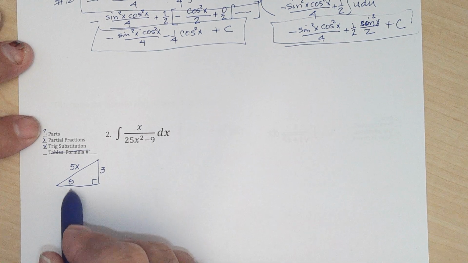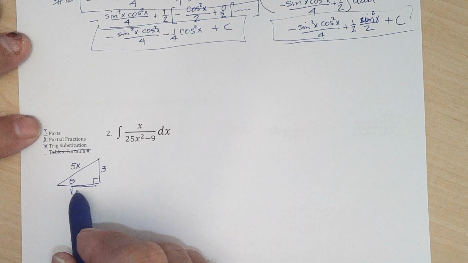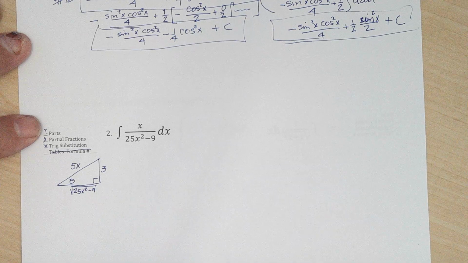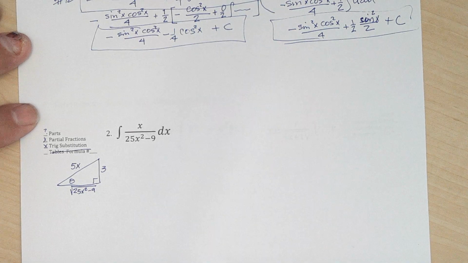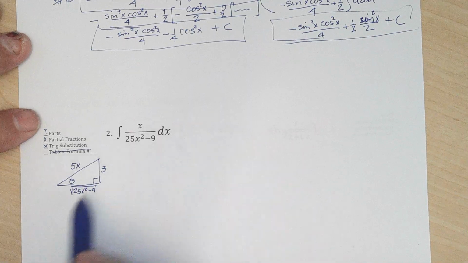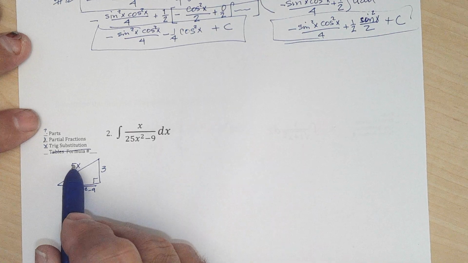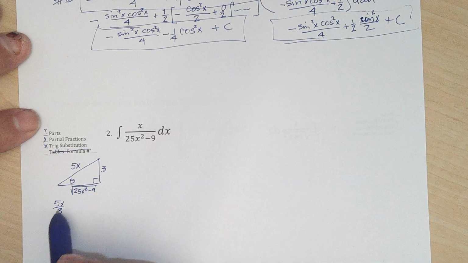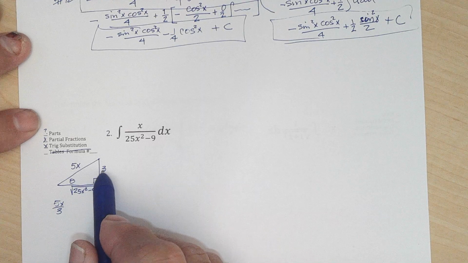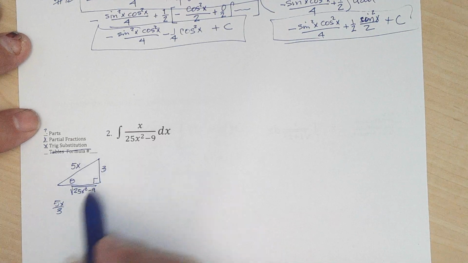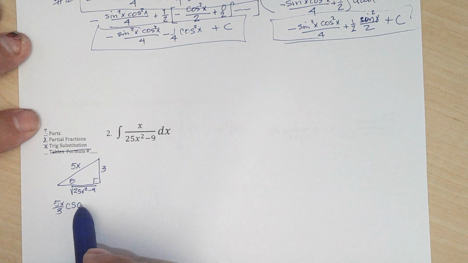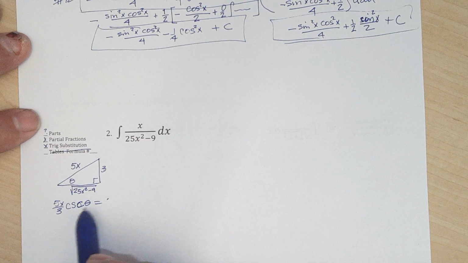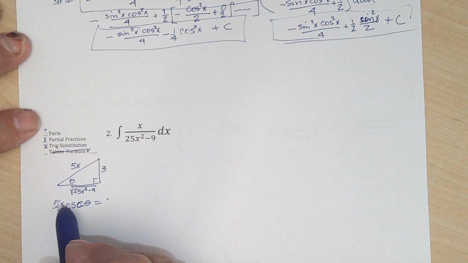And so the square root of 25x squared minus 9 would go there. In one of the classes, anyway, had me do it this way. So, x, 5x over 3, that's not sine, 3 over 5x, but the opposite, so it's cosecant theta equals 5x over 3 equals cosecant.